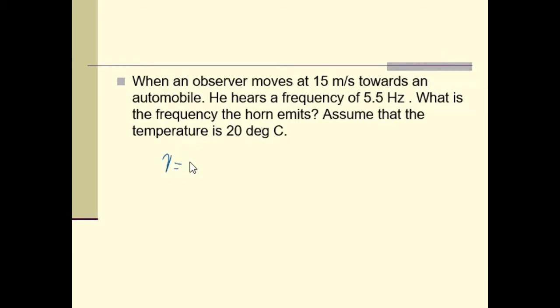So you have velocity of sound v equals 331.5 plus 0.6 times the temperature, which is 20. So for the speed of sound, we have 343.5 meters per second. Okay, so that's the velocity of sound. Now let us solve, we are looking for the frequency actually emitted by the horn. So we have a formula.